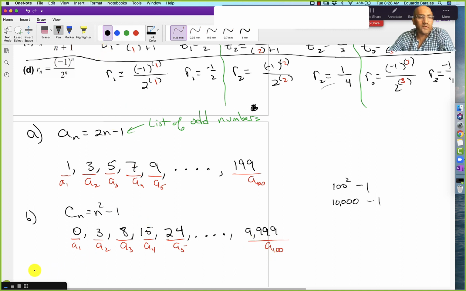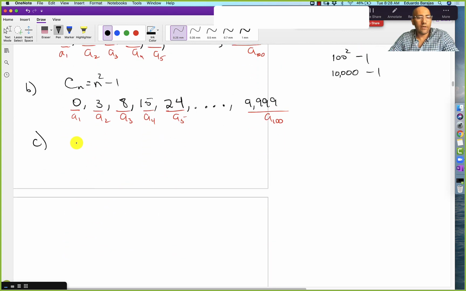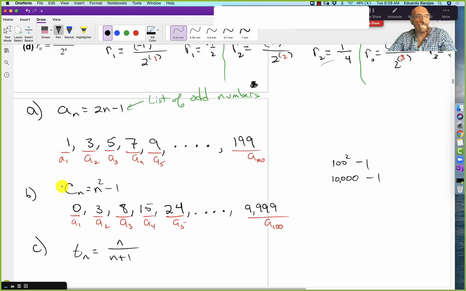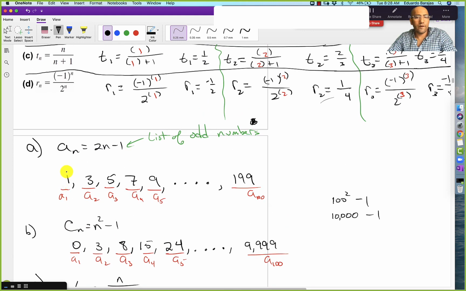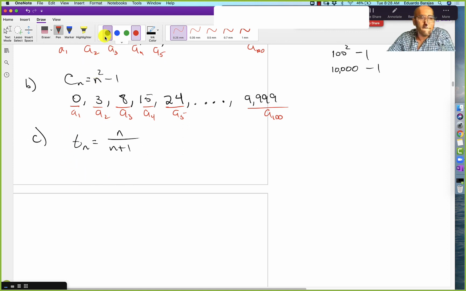Any questions? No? Okay, C was n over n plus 1. And so we saw from up here that the first one was 1/2, then 2/3, then 3/4.